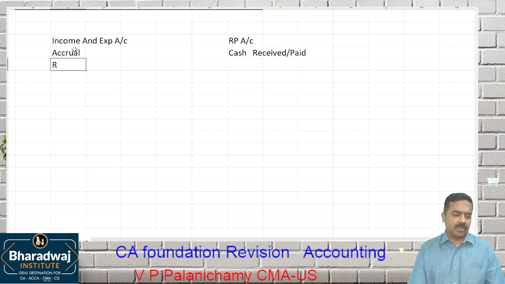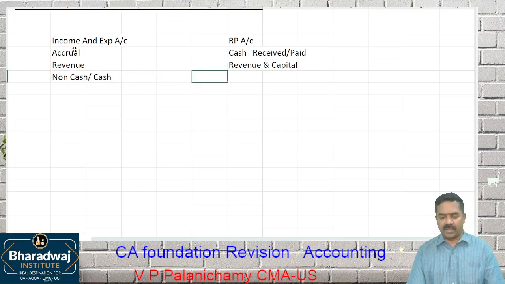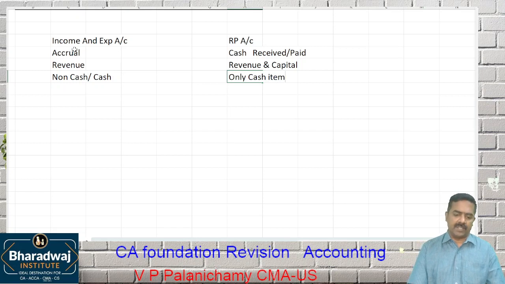In the income and expenditure account, only revenue items are included. Here you include which one? Revenue and also capital items, both receipts and payments. Non-cash items as well as cash items will be there. In the receipts and payments account, what will be there? Only cash items will be there.